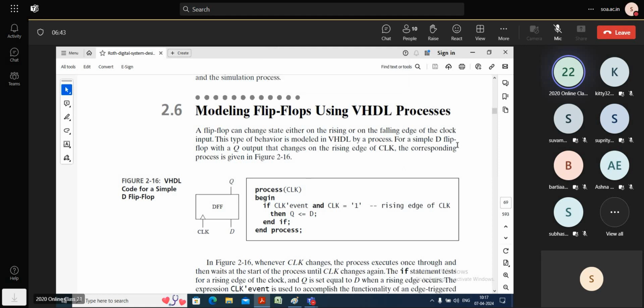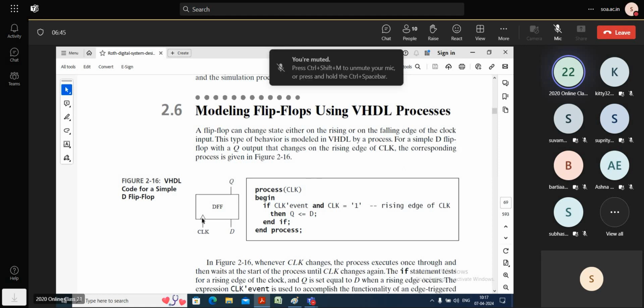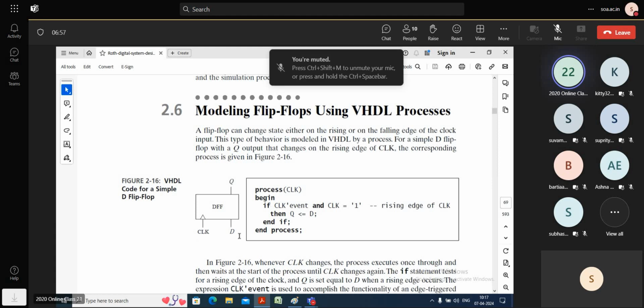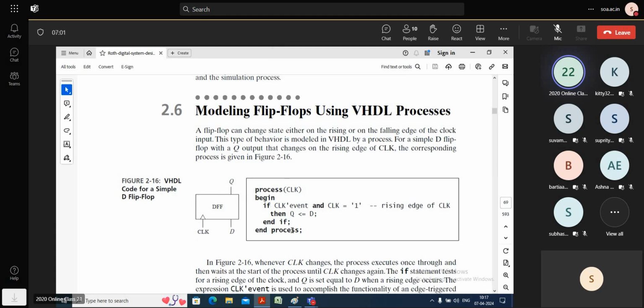Let's consider a simple D flip-flop. You can see this is a D flip-flop with a Q output, as you know, Q is the output. This changes on the rising edge of the clock, CLK. So how can we model this using a VHDL process?